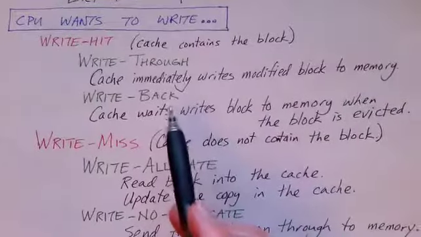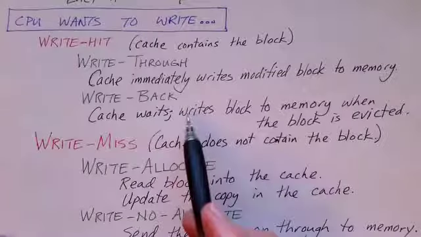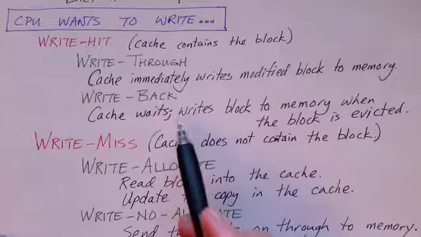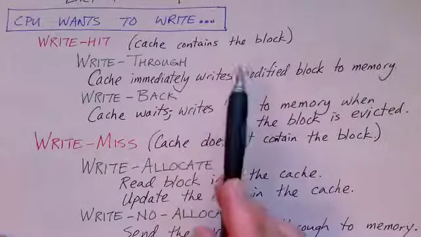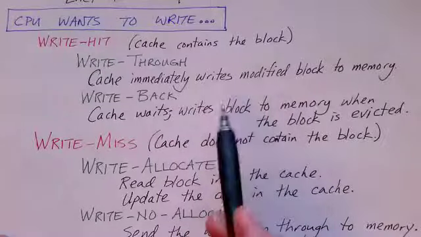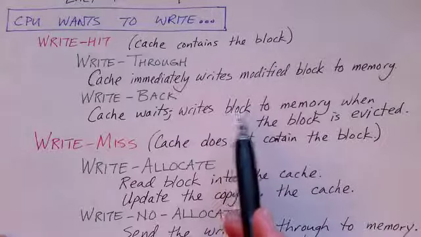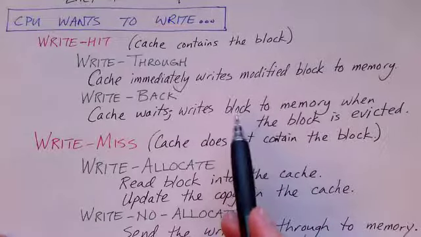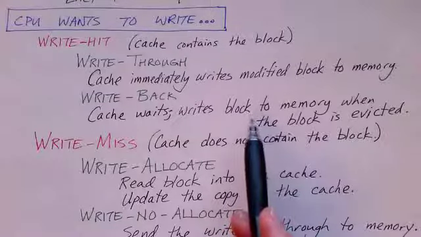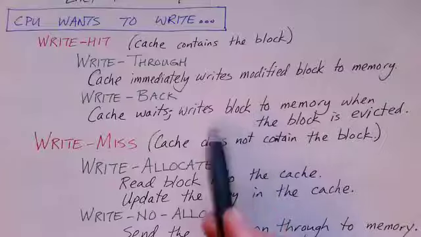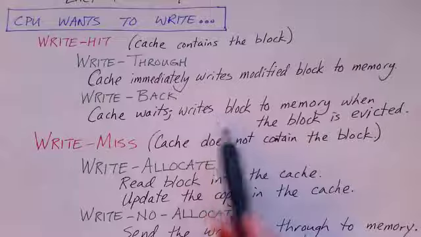On the other hand, with write back, the cache will wait. What happens is it updates the data that's stored in cache, right? The cache contains the block that's being updated, so the byte in that block is updated, but the cache does not copy it back to memory. So the version of the block that's stored in memory will have the old data in it. At some later time, the cache will ultimately have to write that block back to memory.